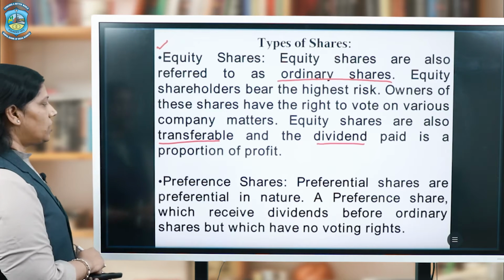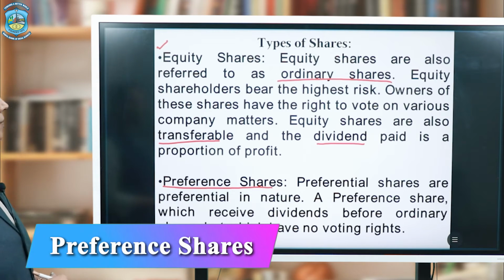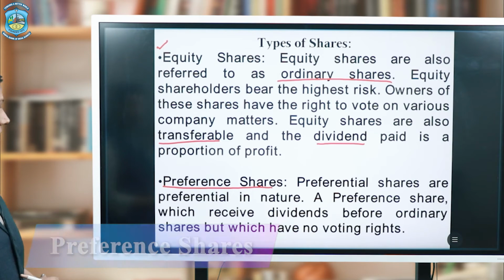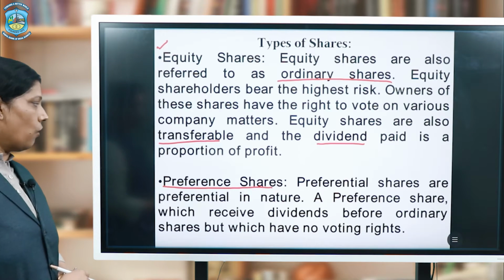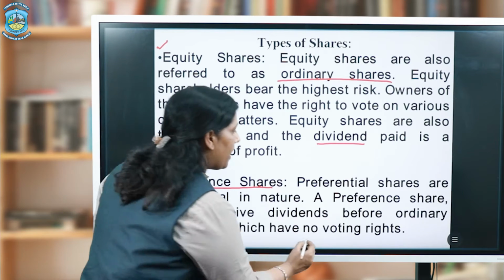The second type of share is known as preference share. Preference shares are basically preferential in nature. A preference share receives dividend before ordinary shares, but they have no voting rights in the matters related to the company.